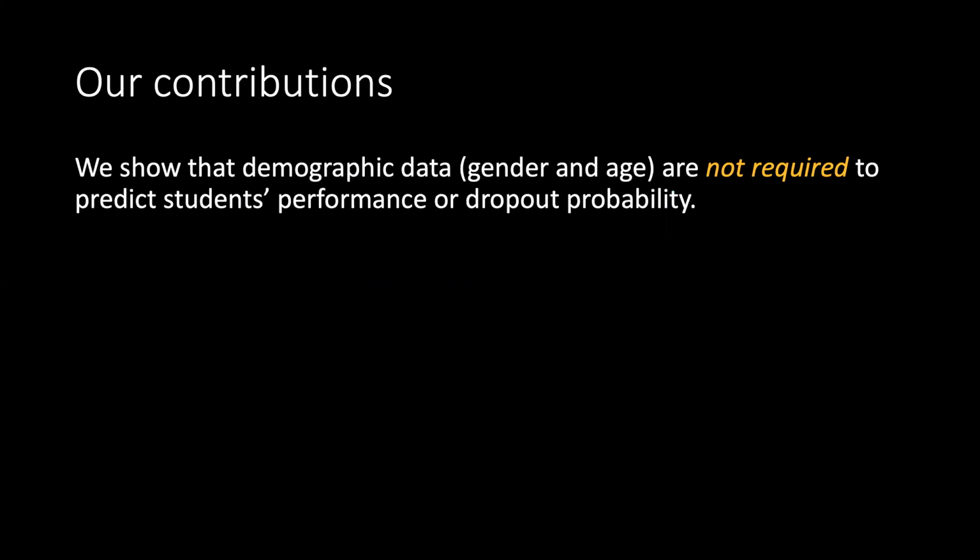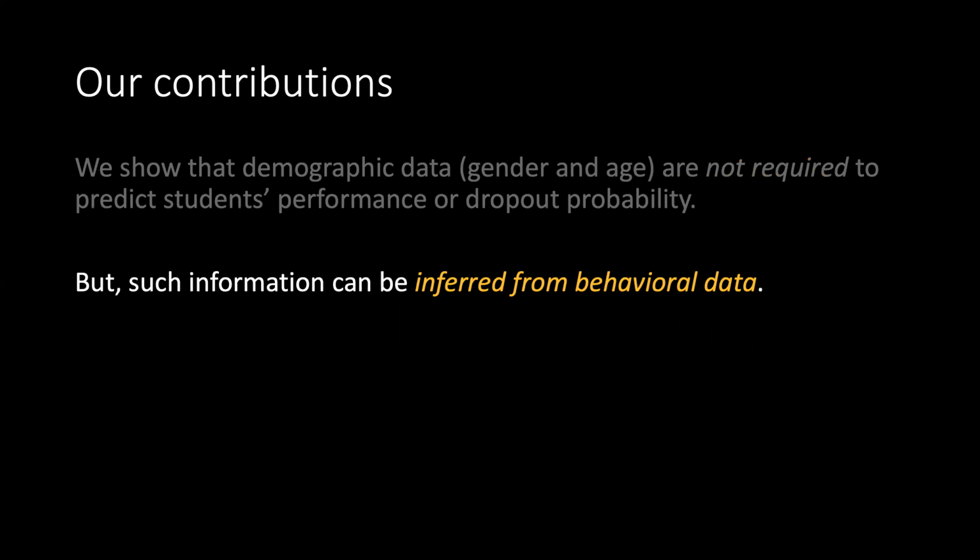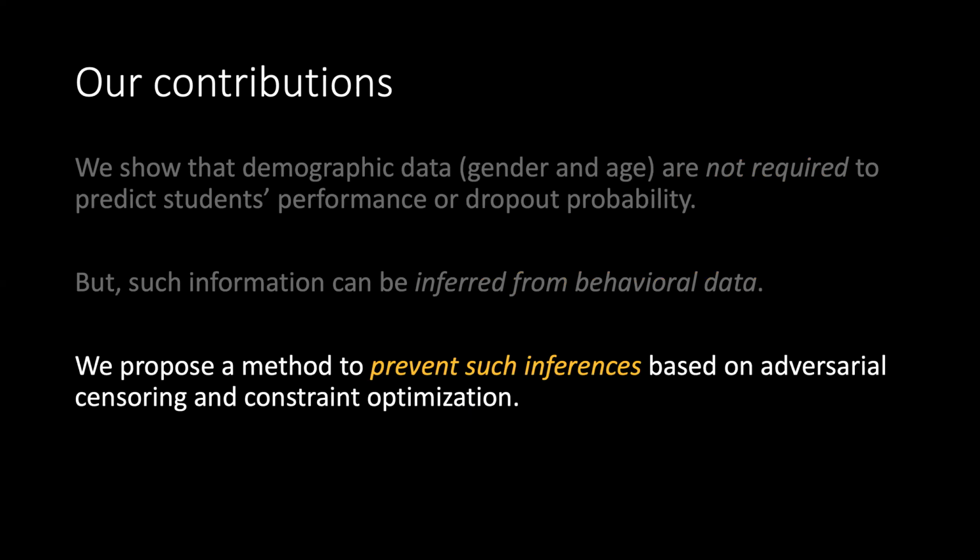In this paper, we show that the privacy-sensitive demographic attributes such as gender and age are not really required to predict performance or dropout probability or any other outcome. So consequently, we argue against collecting such information. But we also found that such attributes can be inferred based on how students interacted with the learning management system. So we propose a method to prevent such inferences using adversarial censoring and constraint optimization.